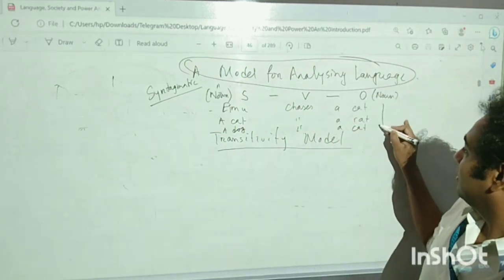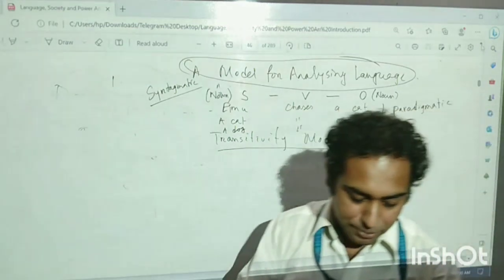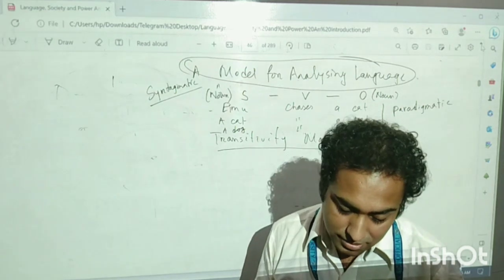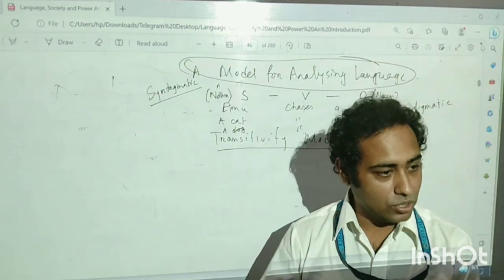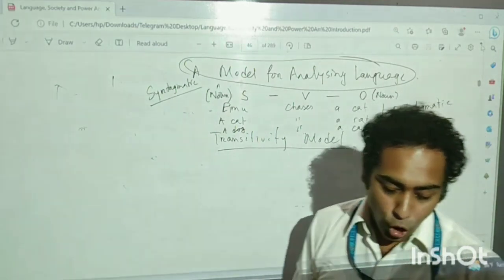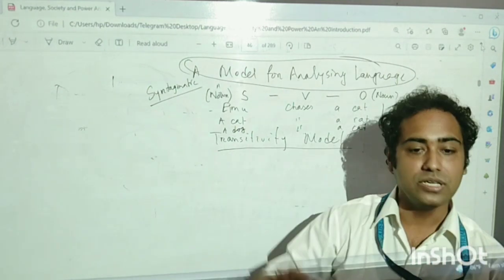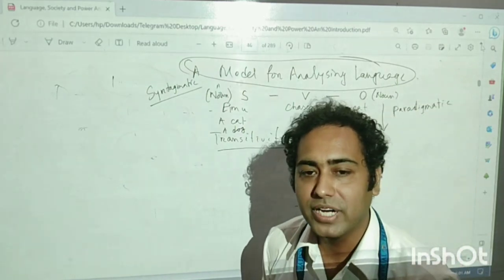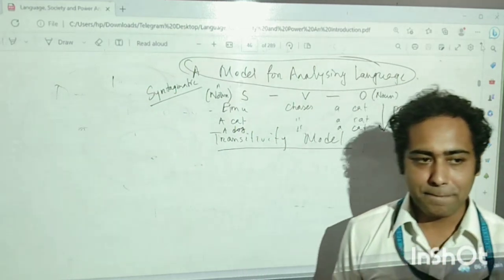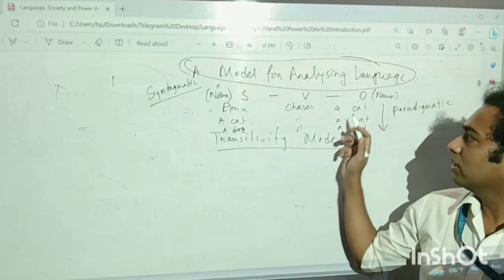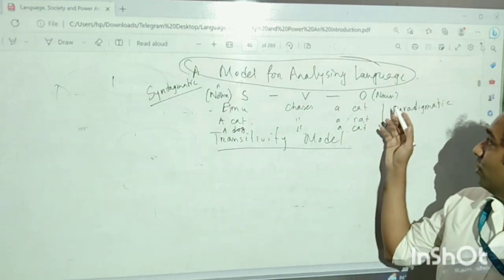And paradigmatic. Once again, let me repeat. Syntagmatic is the order in which words are placed. Then paradigmatic means all other words that could have been chosen. Paradigmatic. All other words that could have been chosen. Suppose I have chosen Emu, a cat, a dog, a cat, a rat, a cat. That's why it is called paradigmatic.